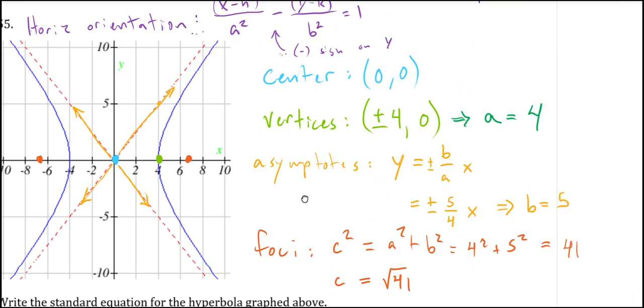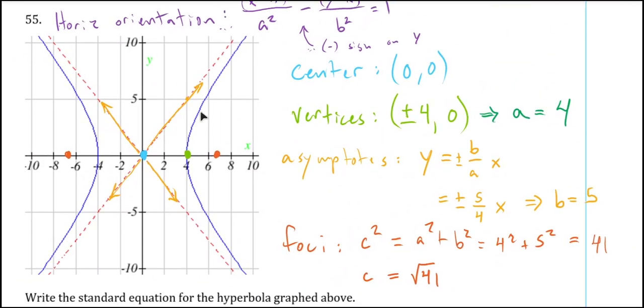We're asked to basically get standard form from this graph. So what are we supposed to extract from it? Well, we're supposed to extract a center, that's at the origin. And the vertices, those have values of plus and minus 4, 0. That means a is going to be equal to 4.